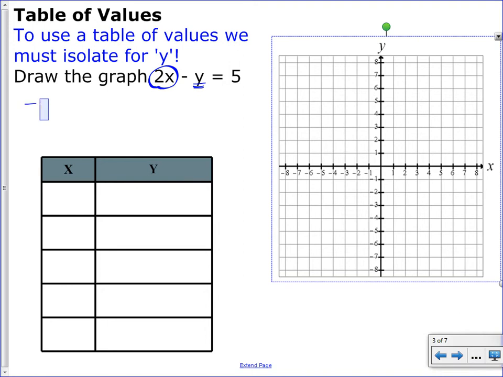Good. Equals? Minus 2x. Now I still haven't isolated for y. Jess, what do I have to do next?